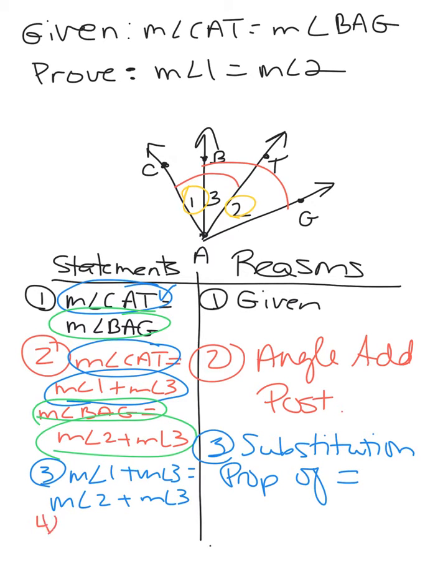All right, so what do I do from here? Again, let's go back and see if there's anything I can do from the diagram. And we talked a little bit with our plan that the measure of angle 3 is my overlapping angle. It's in both the measure of angle CAT. It's also in the measure of angle BAG. So I'm going to use that. So I have the measure of angle 3 is equal to the measure of angle 3.